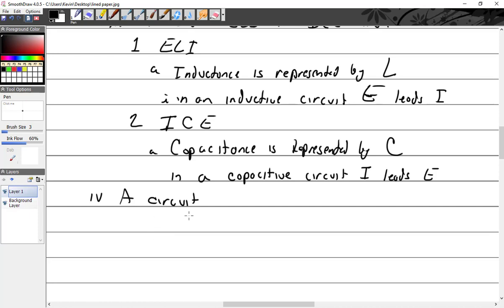A circuit that is out of phase is less efficient. And what gets out of phase? The voltage and the amperage.